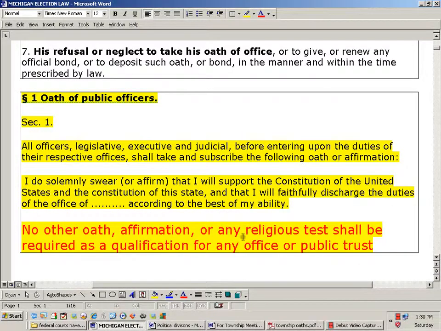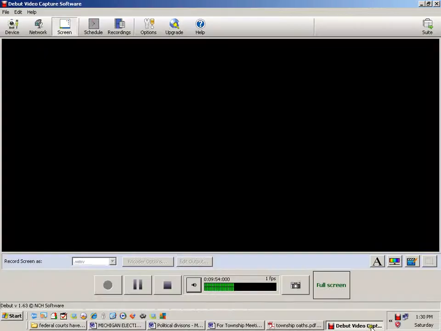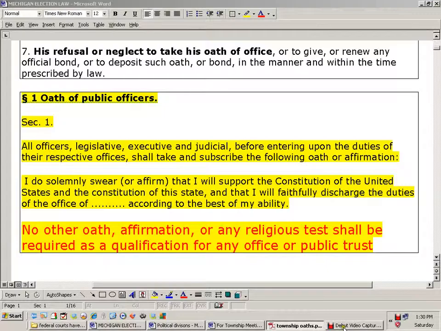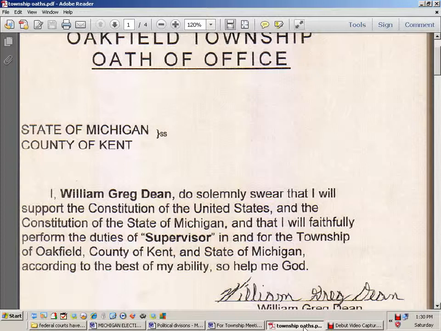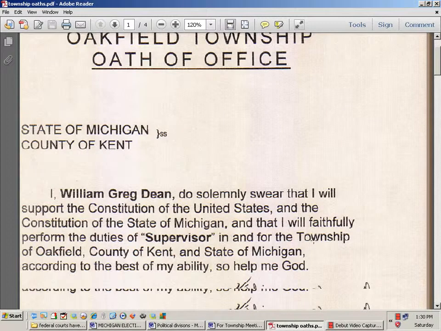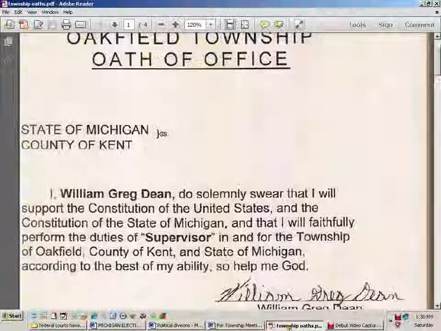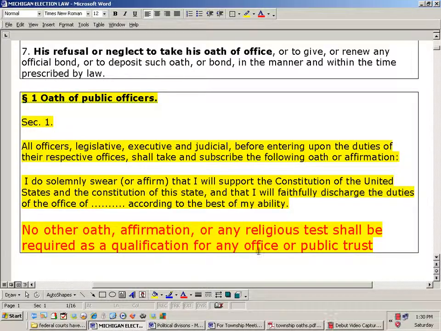No other oath, affirmation, or religious test shall be required as qualification for any office or public trust. Okay? Whoops. Wrong one. This don't make it. This is not the oath, although it says Oakfield Township Oath of Office. It's not the one prescribed by the Constitution, which is very simple. There ain't no comma, there's no name there. I do solemnly swear, because I am that I am. And then you're going to subscribe this when you're done, right? But this is the words you will speak.